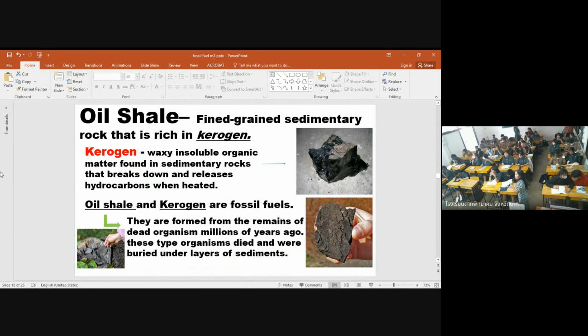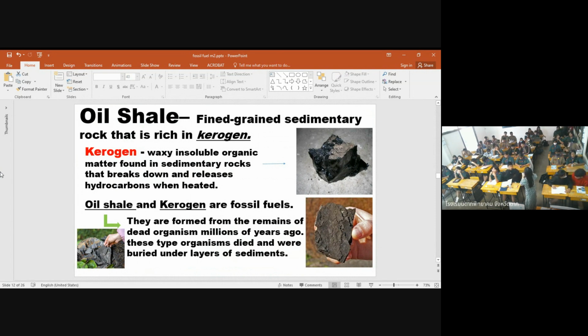It is organic matter found in sedimentary rock that breaks down and releases hydrocarbons when it is heated. Again, when it's heated or hot, it releases hydrocarbons.